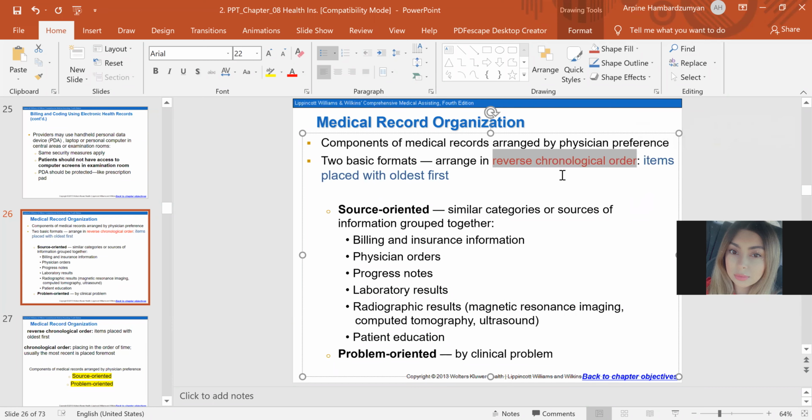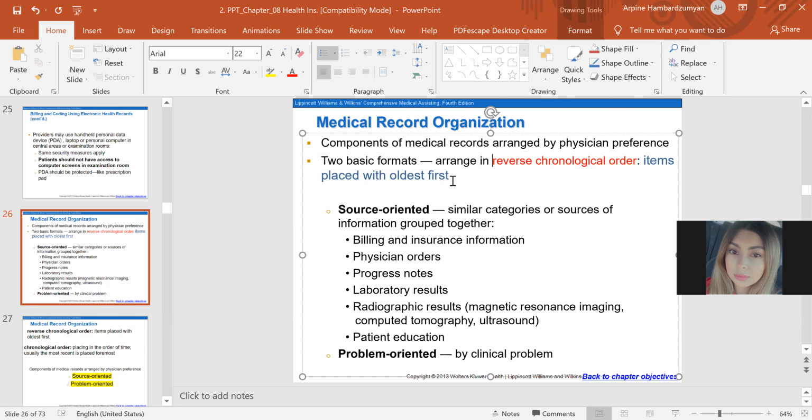What does it mean? In reverse chronological order, items are placed with oldest first. So you take a folder and you put everything about the patient. Yes, the first visit, second visit, visit after 6 months. And if it is reverse chronological order, every new piece of information you put at the bottom. So when you open, you see the very first visit. If it is chronological order, every time you have information, you put it on top. So you know that the first visit is at the bottom.